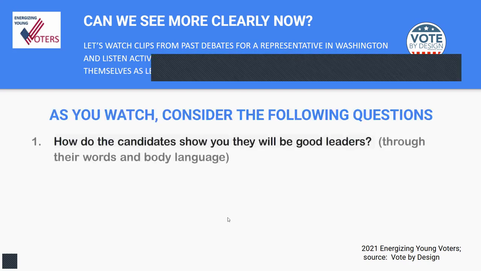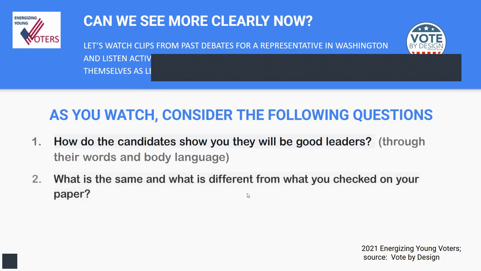These are the things you're going to be asked. You want to watch how the candidates present themselves as a leader, and you want to watch their body language as well as their words. Second thing you're looking for is what's the same and what's different from what you checked on your paper. And then the third thing is, what surprises you? What didn't you think about ahead of time?